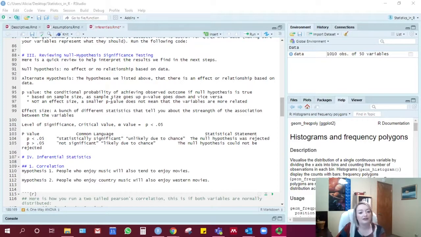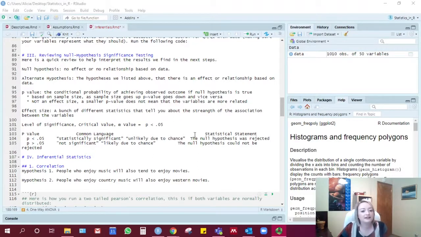It's based on the sample size. So as sample size goes up, the p-value goes down and vice versa, which means that this is not an effect size. It's not telling you how much the variables are related because it's going to change based on how many people are in your sample. So if you want to know how much the variables are related, you need an effect size. These are going to be a bunch of different statistical values, but it'll tell you about the strength of the association, and then you should be able to find some sort of guidelines for interpretation of those variables either in this document or online somewhere.